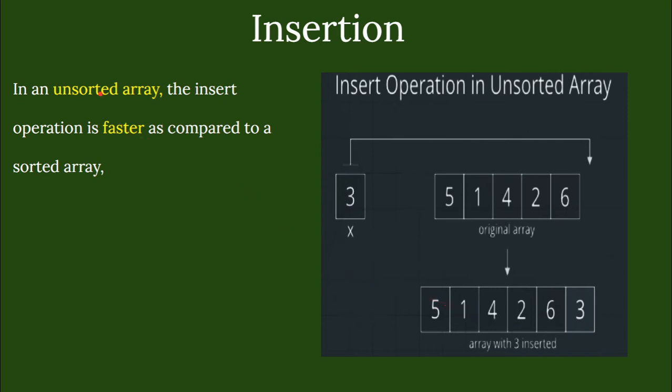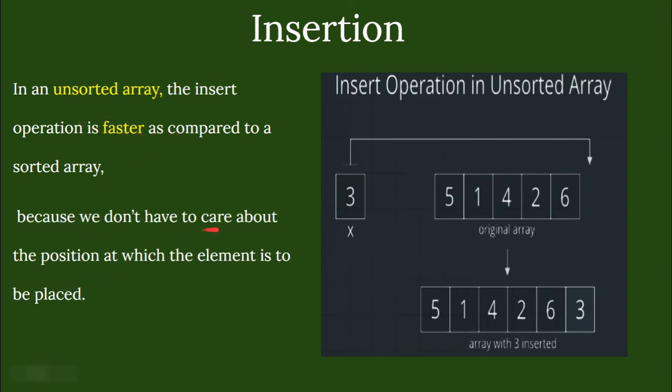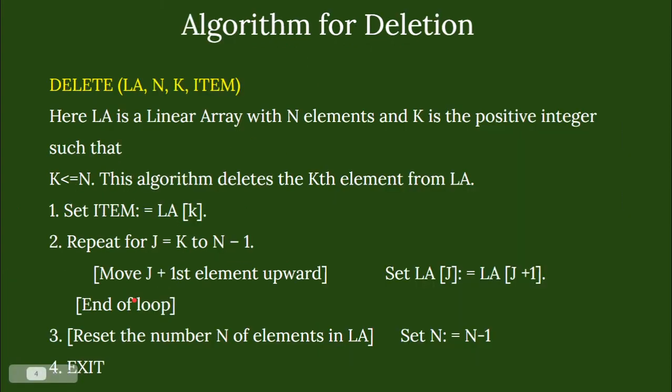But in the case of an unsorted array, we can simply add to the end of the list. So there is no pushing and making room, no operation for pushing the element and making the space. So the operation is faster. That is what is explained over here: in an unsorted array, the insert operation is faster as compared to the sorted array, because we do not have to care about the position at which the element is to be placed.